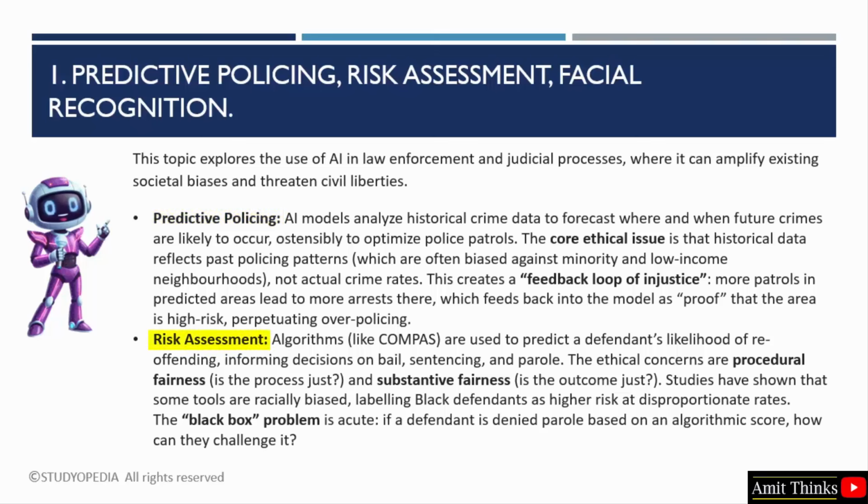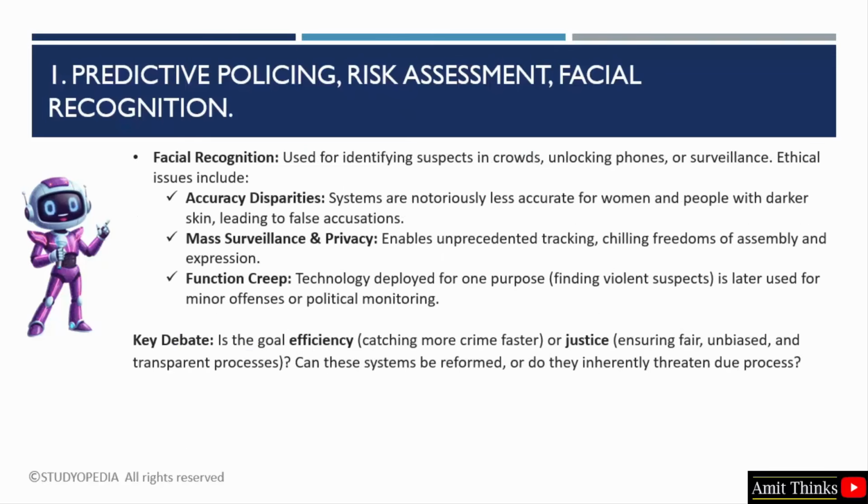Next is risk assessment. Tools like COMPAS estimate reoffense risk to guide bail, sentencing and parole. Ethical concerns include fairness in process and outcome. Studies show racial bias. Black defendants often rated higher risk. The black box issue is key. If parole is denied due to an algorithm, how can it be contested?